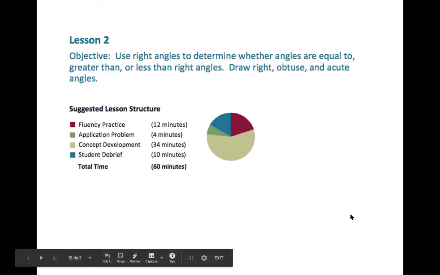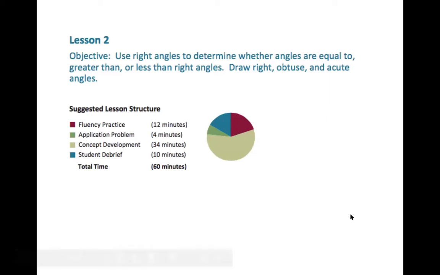All right, so for lesson 2, the objective is to use right angles to determine whether angles are equal to, greater than, or less than right angles. If an angle is a right angle, it's equal to the right angle. You'll learn more about this when you draw right, obtuse, and acute angles.